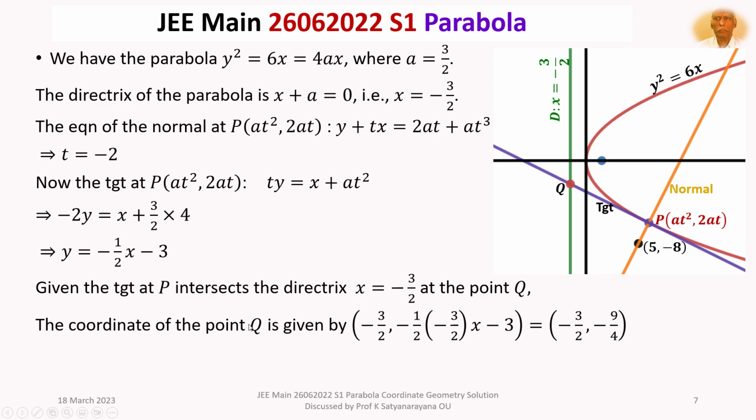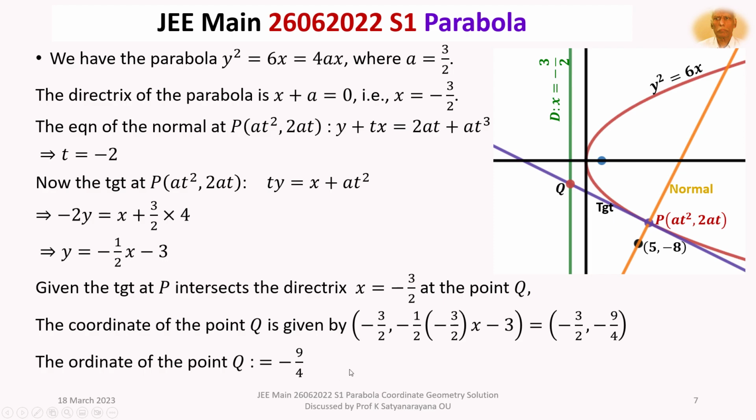The coordinates of the point Q is given by x is minus 3 by 2 and the y coordinate is given by, in the equation of the tangent, put x is equal to minus 3 by 2. Minus 1 by 2 into minus 3 by 2 minus 3. When you simplify, you will get minus 3 by 2 minus 9 by 4. Therefore, the ordinate, that is the y coordinate of Q, is minus 9 by 4. The ordinate of the point Q is minus 9 by 4.